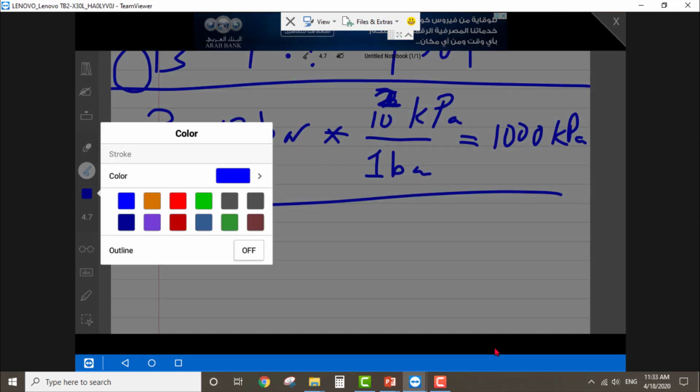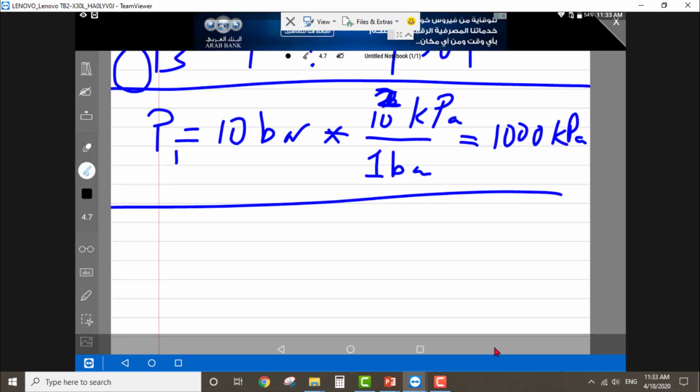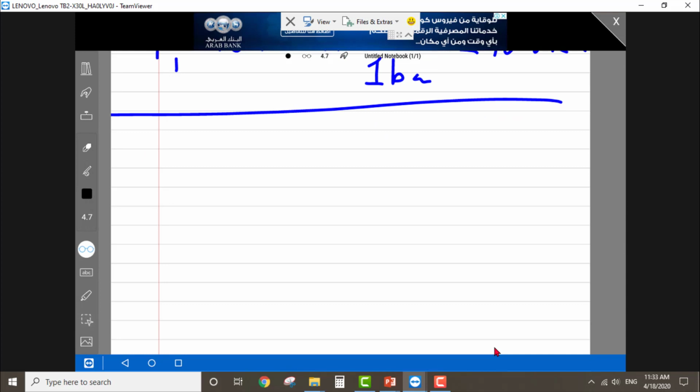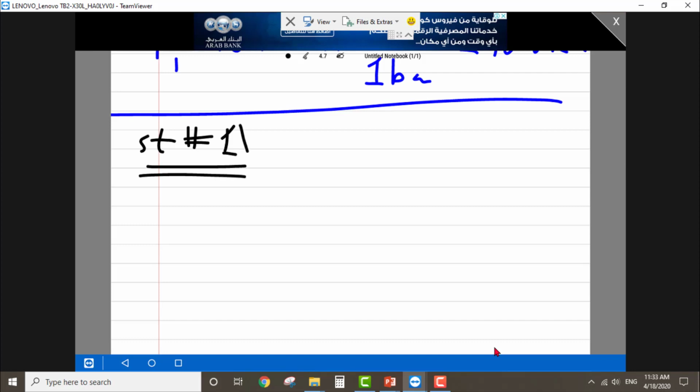Let's start with state 1. State number 1. So what do we have? We have pressure 1 equal to 1,000 kilopascal, and we have temperature 1 equal to 400 degrees Celsius.